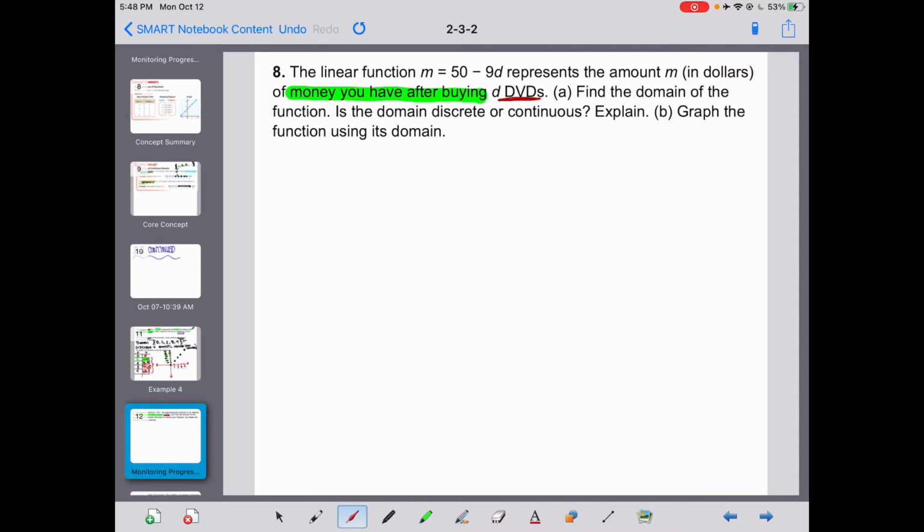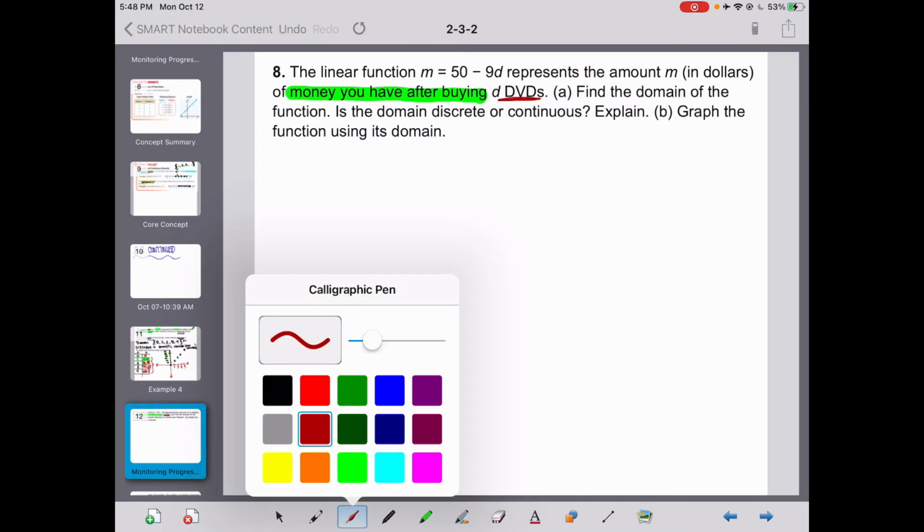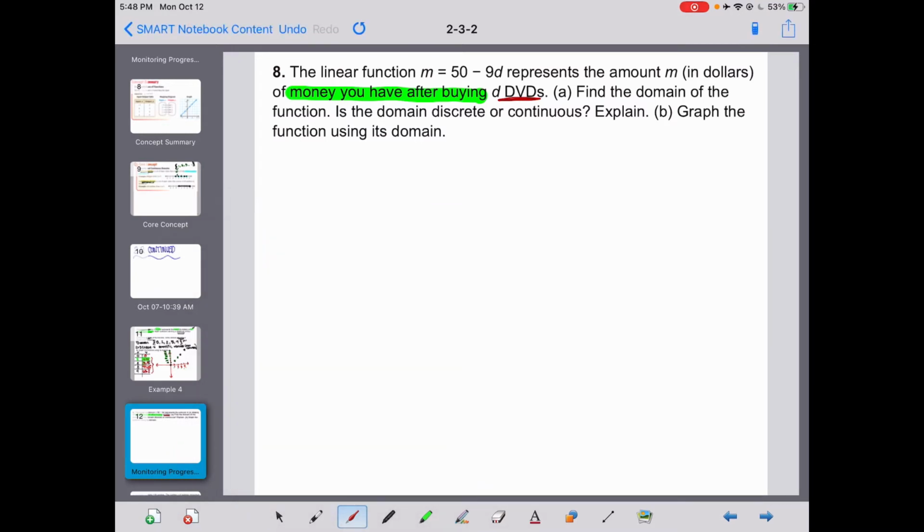So you have to consider that the amount of money you have will decrease depending on how many more DVDs you buy. Always think about the situation before you start the problem. Can you buy half a DVD? No. We can only buy specific numbers of DVDs, and we can't run out of money, because once we run out of money, we can't buy any more DVDs. We're going to have none left. So let's label this function to help us out. That's m is going to be how much I have left.